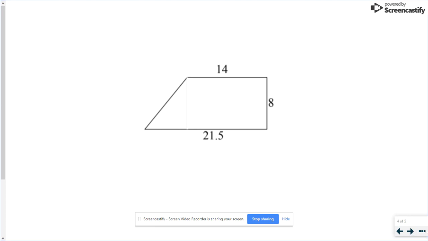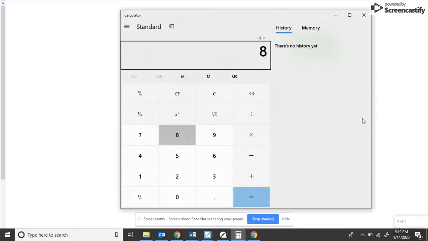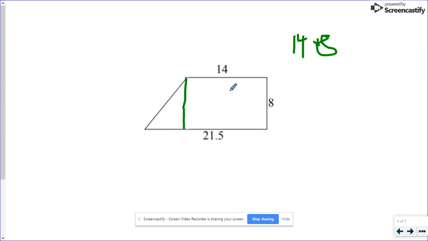This was another shape that had a rectangle and a triangle. And I can easily see where I can make it into those 2 shapes right here. Again, I'm going to start with my rectangle. I see that my base is 14 and my height is 8. All I have to do to find the area of a rectangle is base times height, which I see is 112.